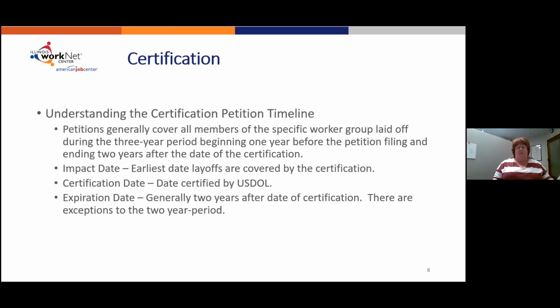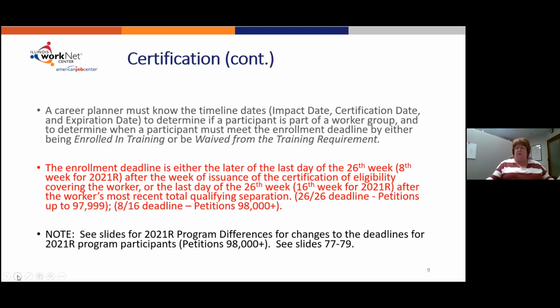If it's an ITC certification, then sometimes those dates don't always line up with that particular period. So just be mindful of making sure that you look at the dates that are in that certification document. The impact date is the earliest date that layoffs are covered by the certification. The certification date is the date that DOL certifies that petition. And the expiration date, generally it's 2 years after the date of certification, but there are some exceptions to those dates, and the actual expiration date will be noted. All of these dates will be noted in the certification.